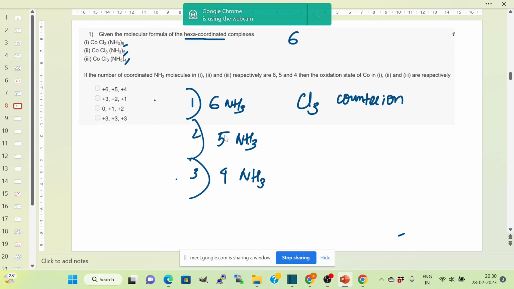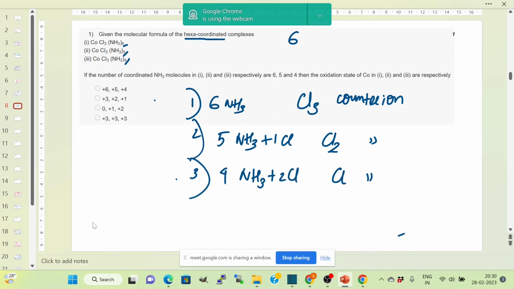So here, the second compound we have 5 NH3, but the question is hexa coordinated, right? So one more Cl will be there to make it hexa coordinated, and Cl2 will be counter ion. Now in the third one we have 4 NH3, so two more Cl will be here to make it hexa coordinated, and one Cl will be counter ion. Right? Now we will calculate.